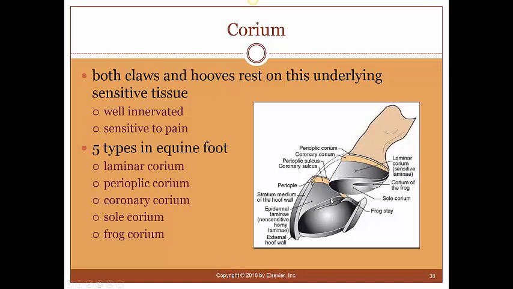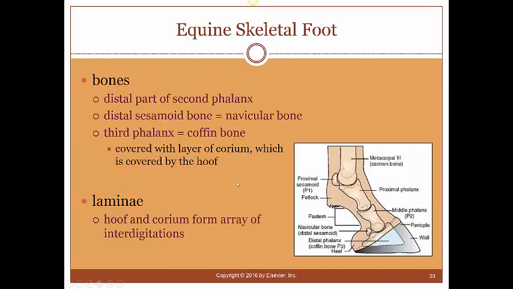So this is the part in horses and cattle and sheep and pigs where they actually walk on, or are contacting the ground, not really walking on it, but they're actually contacting the ground, and that's known as sole corium. And then the horse has this unique structure called the frog, and they actually have what's known as frog corium. So this right here is actually showing the bones coming down.